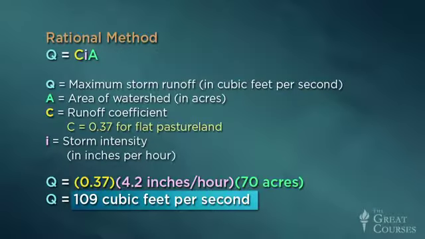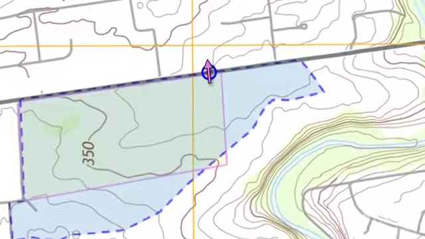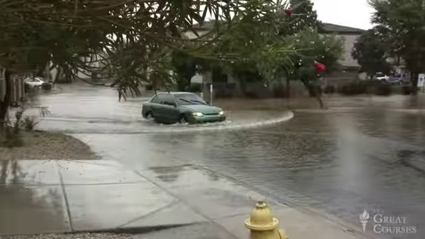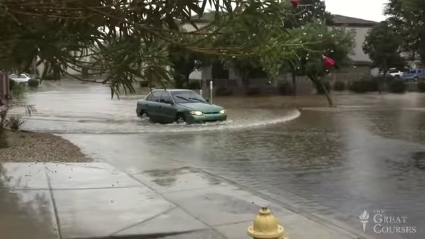To put this result into somewhat more understandable terms, that's over 800 gallons of water flowing out of the watershed every second. And from this point, the only place for it to go is across the street. So it's quite likely that this road experiences significant localized flooding in heavy rainstorms.